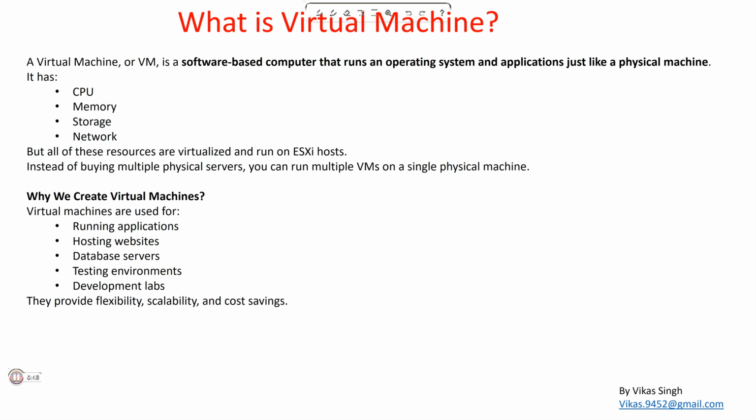The very first thing to understand is what a virtual machine is. A virtual machine, also known as a VM, is a software-based computer. Basically it behaves exactly like a physical computer. It has CPU, memory, storage, and network, but the key difference is that these resources are not physical, they are virtualized and provided by the ESXi host in our environment.